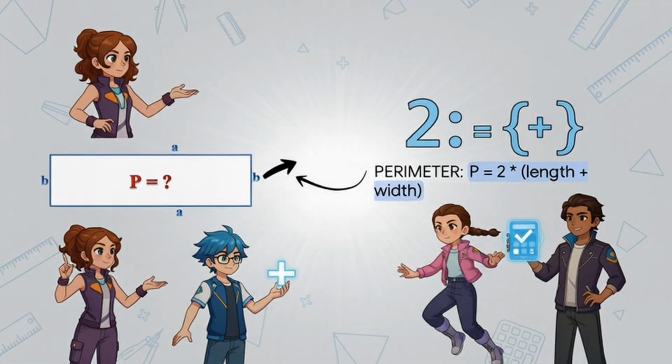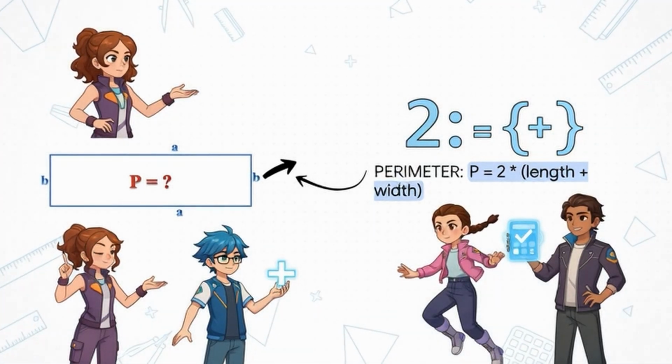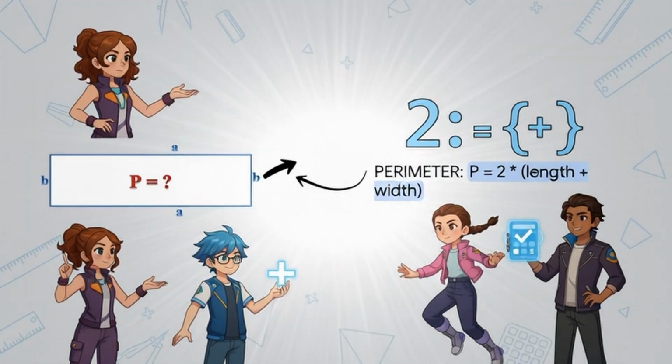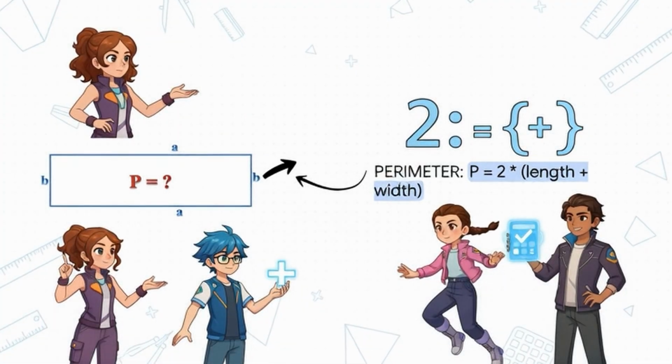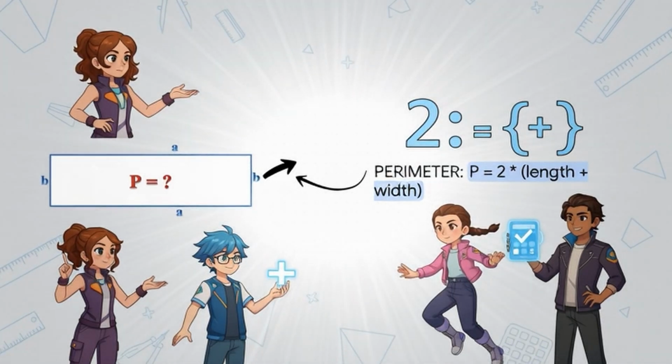So how do we get the measurement for its border? Well, the perimeter is just adding up all four sides. But since the two long sides are the same and the two short sides are the same, we have a shortcut. You just add one length and one width together and then multiply that by 2. Done. Super easy, super efficient.